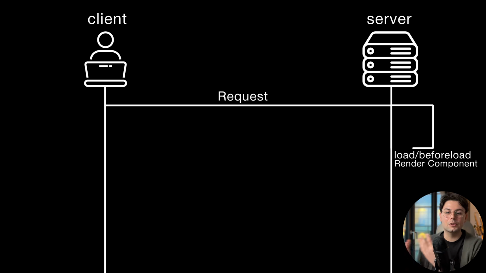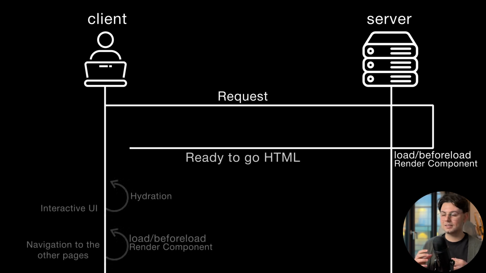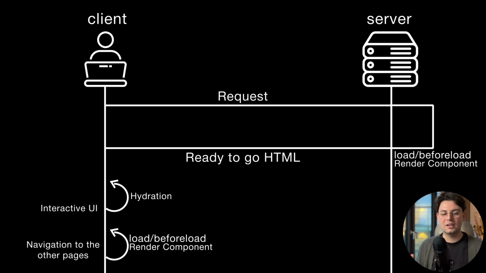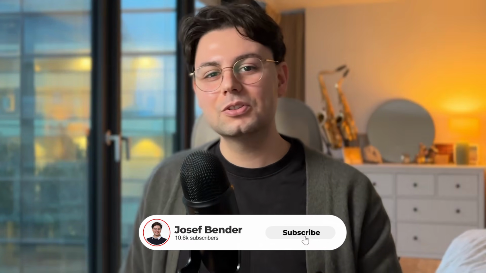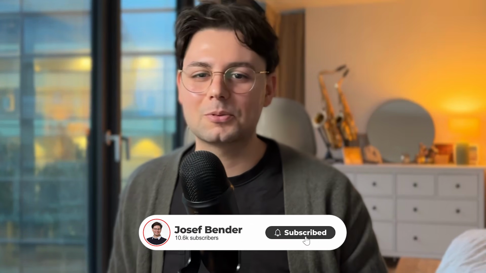So when you just load the content initially, it's going to be called on the server, and the client just receives a ready to go HTML document. And when the user navigates to a second page, this is where the client side navigation takes over the whole thing, which means that the loaders and the component are going to be called on the client. And by the way, I'm also working on a video that explains this isomorphic concept in TanStack Start in detail, which should be released in a few days, so subscribe if you don't want to miss it.